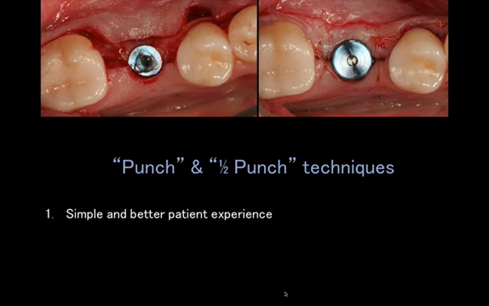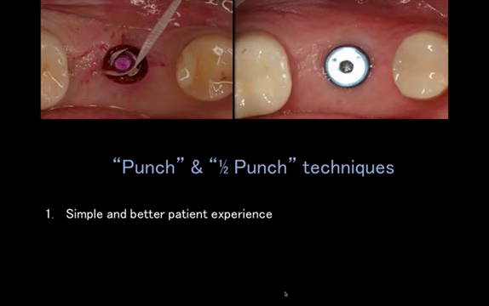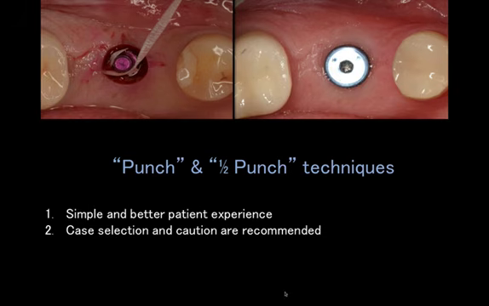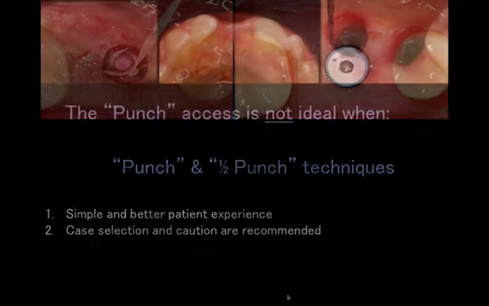So the punch and the half punch techniques are relatively simple. It creates a better patient experience. And you really have to be selective and very cautious when you go with a punch. My experience is that most implant sites are deficient in soft tissue and don't allow us to choose a flapless approach. So it is sometimes tempting for obvious reasons, but I find myself every once in a while regretting not preserving more tissue on the buccal aspect of the implant.